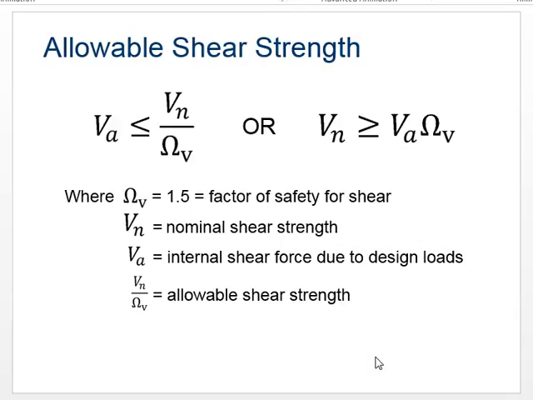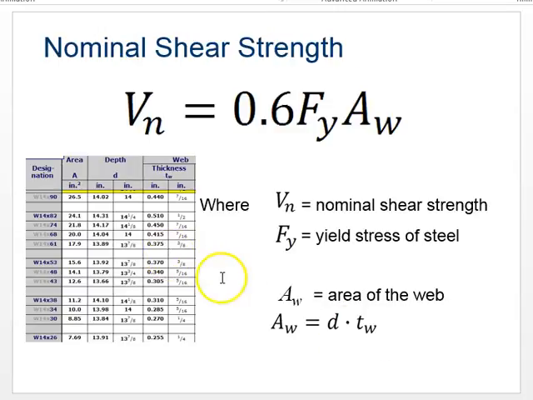Here we have the allowable shear strength. Again, shear is where one part is sliding against the other. And we can see the nominal shear strength is 0.6 times the yield stress of steel and the area of the web. And we can get this information from our table over here.